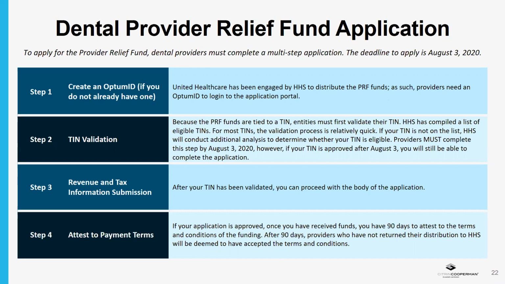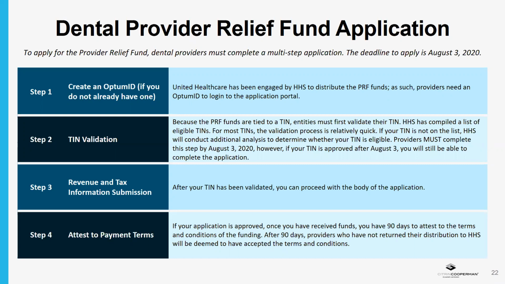So let's dive into the actual application process. Many of my dental clients, and I'm sure people on this webinar, do not have what's called an Optum ID. So the first process would be to apply for one. There is a portal, and I'll give you the address. It's https://cares.linkhealth.com. At that site, you would create a user ID and a password, and then you would have an Optum ID created for you. The next step in the process would be to validate your taxpayer ID number.